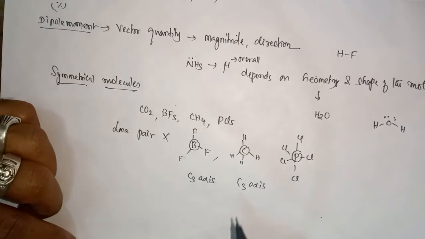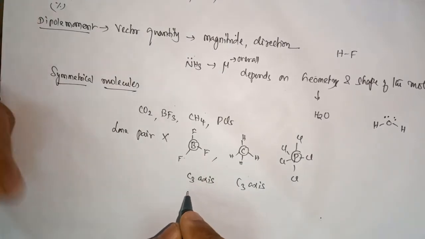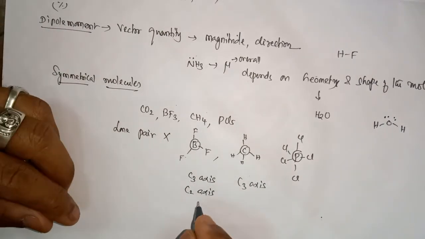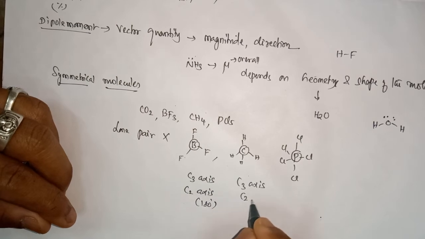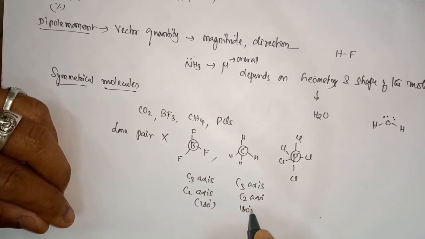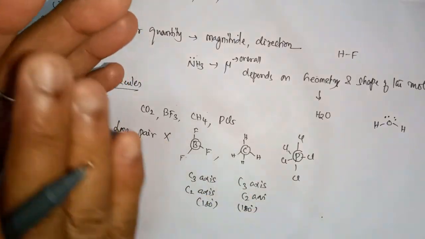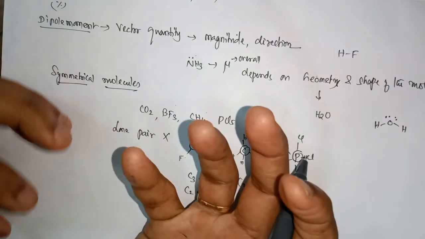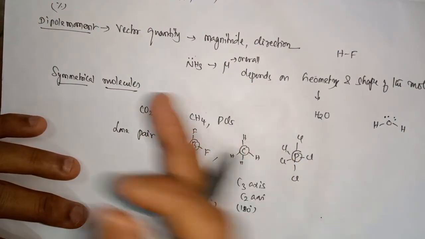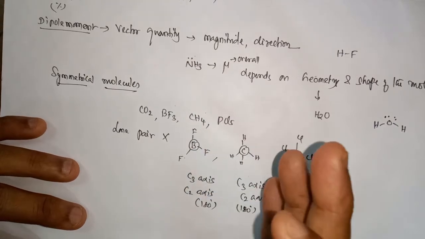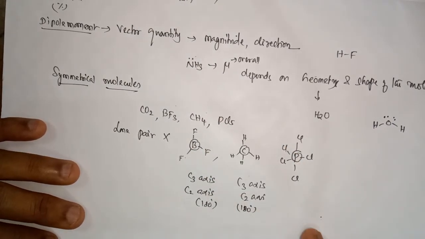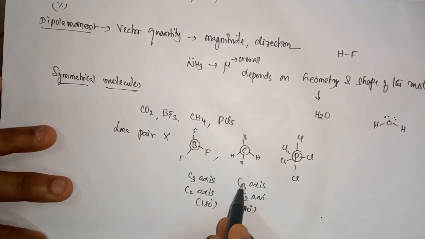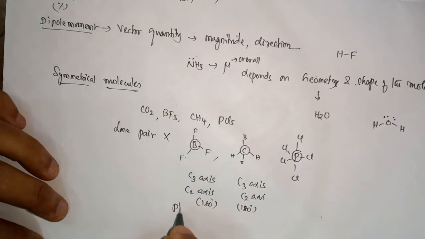We are not going into detail. It also has a C2 axis, which is a 180 degree rotation. If it is turned by 180 degrees, I get one more structure, and those structures are indistinguishable. That means we are not able to find any difference; it seems the same before the rotation and after the rotation. Besides C3 and C2, it also has a plane of symmetry.